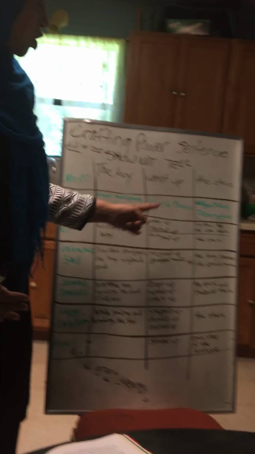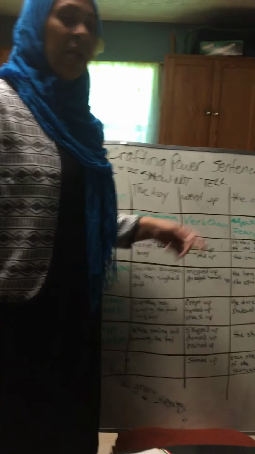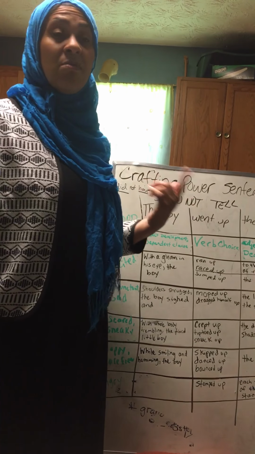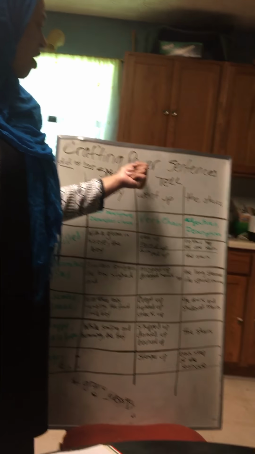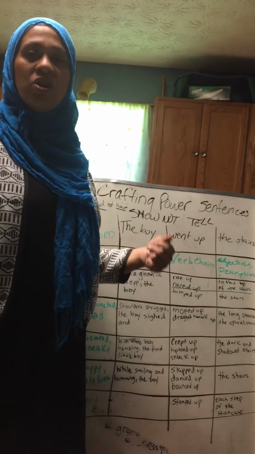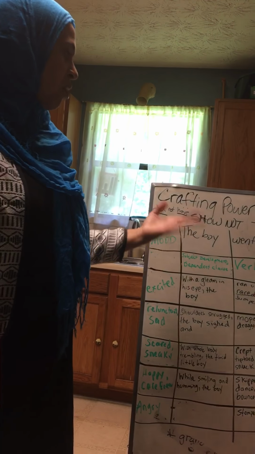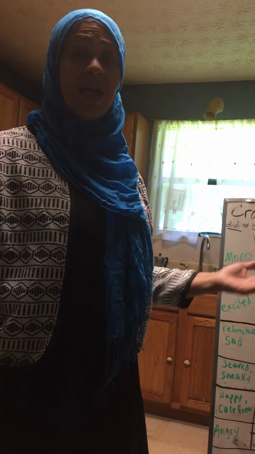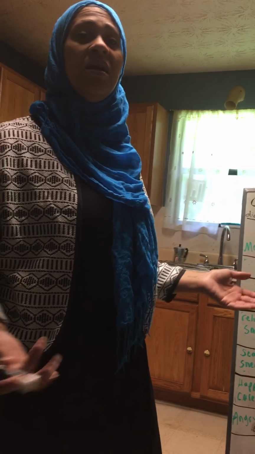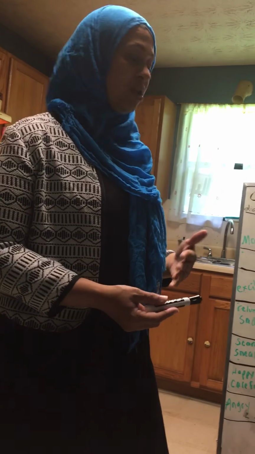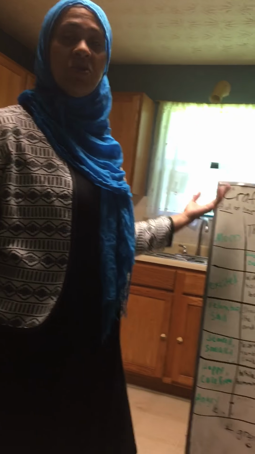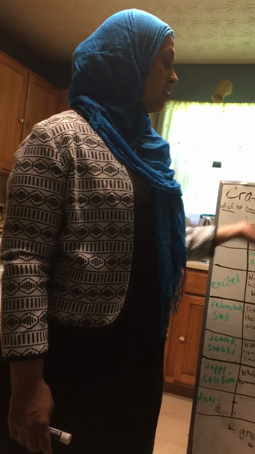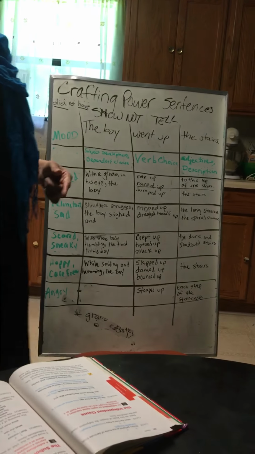When you choose show, not tell, you start to create an image in your mind. So that's what we're trying to do. We're trying to craft power sentences where you're showing and not telling. The boy went up the stairs is just a basic sentence. You're just telling what he did. But you don't have any energy behind it. You don't have any emotions behind it. You don't even know what kind of staircase. You don't even know much about the boy. And you don't even know how he traveled. So that's why we need to show and not tell.